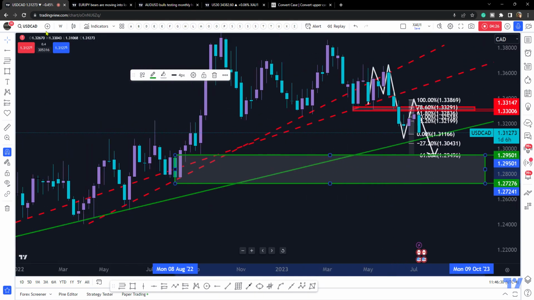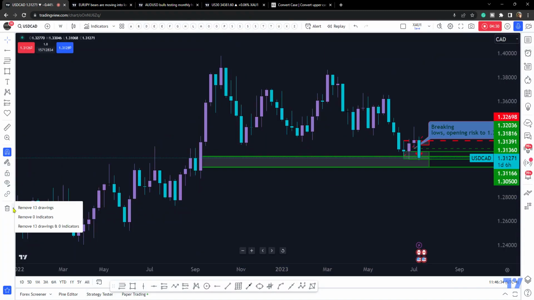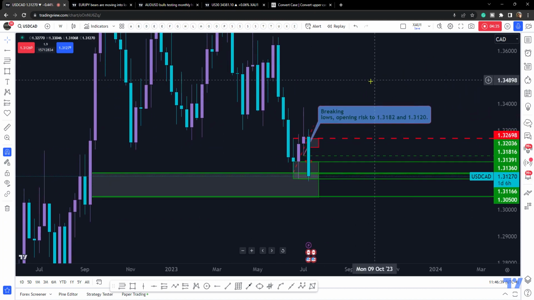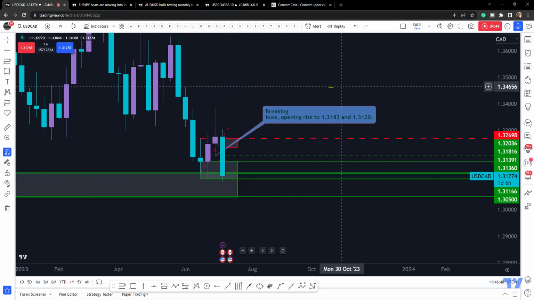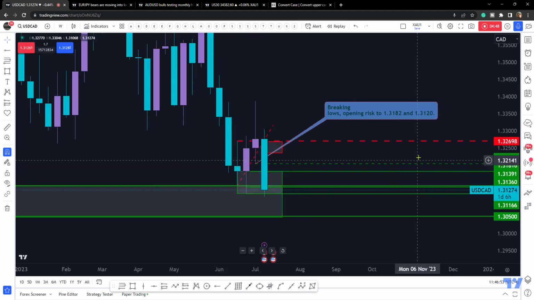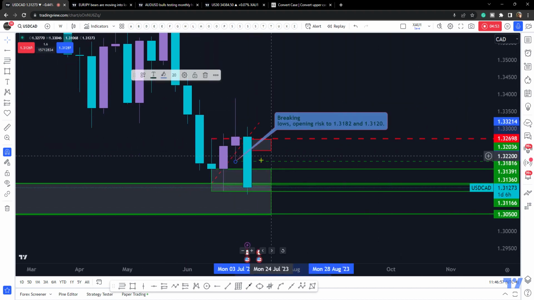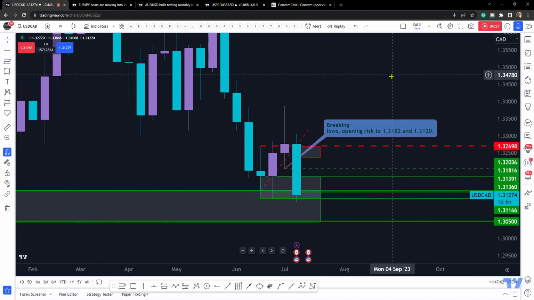And I'm just going to move to a different broker so we can use a different chart altogether. And this is old breaking lows, opening risk to 131.82 and 131.20. Well, this is something I called earlier in the week, and that's exactly what's happened. So as you can see, we broke that. Yeah, so pretty self-explanatory stuff, but this is the move that we were looking for, and that's already occurred.